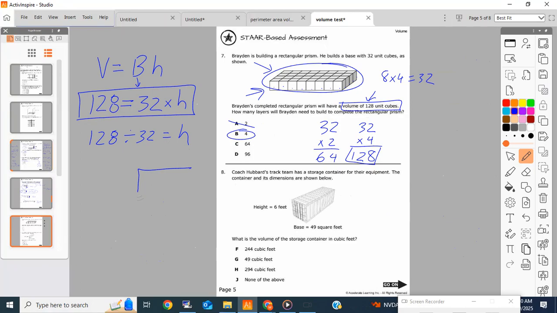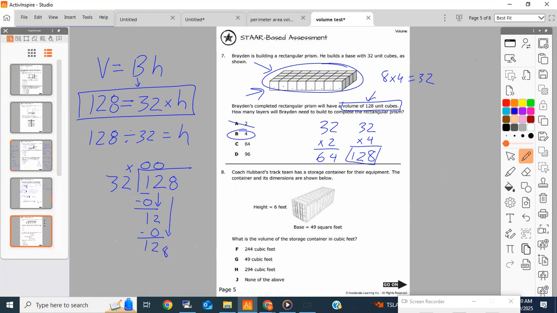We put the 128 under the division symbol and the 32 outside. So we ask ourselves, how many sets of 32 can go into 1? Well, that's 0. 0 times 32 is 0. We subtract, bring down the 2. How many sets of 32 can go into 12? Well, that's 0 because 32 is bigger than 12. So 0 times 32 is 0. We subtract, and then we bring down the 8.